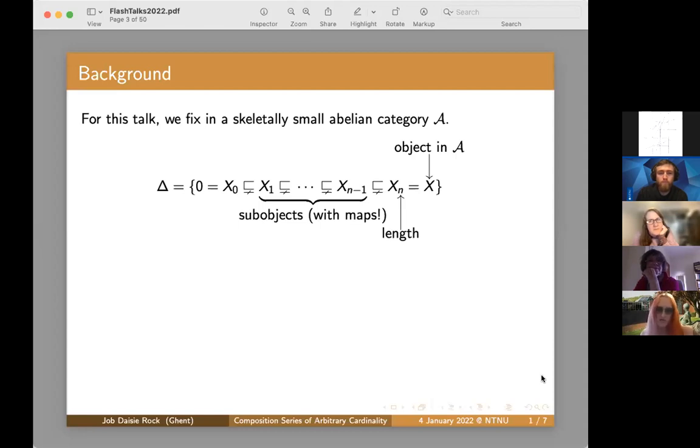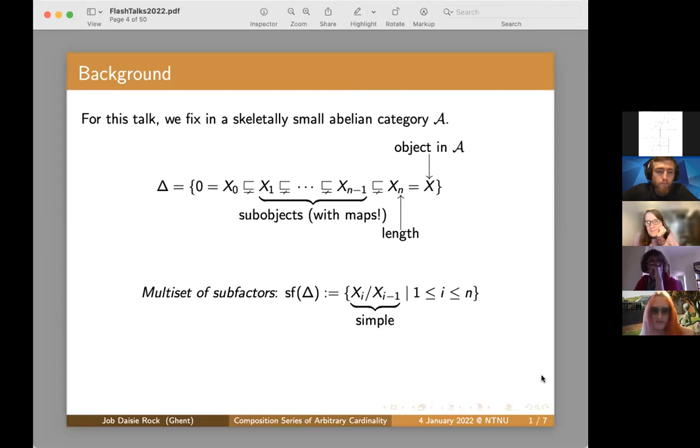But you have an object with a bunch of strict sub-objects, and you can also point out the length if you're looking at length categories. And we're going to think about multi-sets of subfactors. So x_i mod x_{i-1}. And for composition series, of course, we want these to be simple objects, which have no sub-objects of their own.